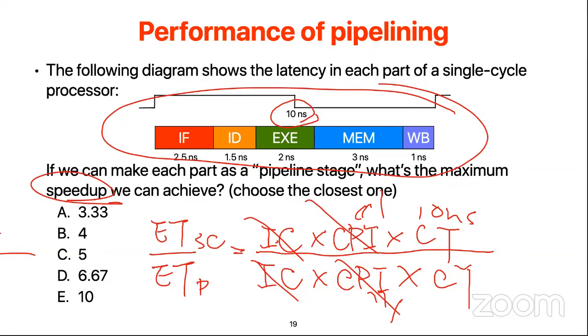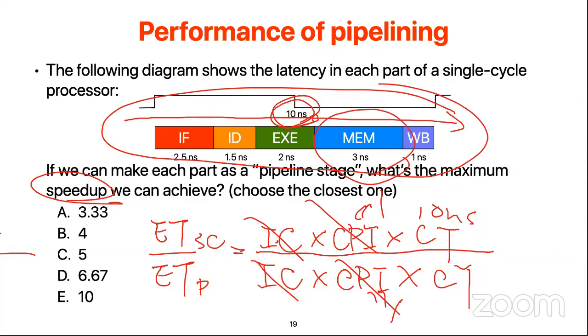The clock, or the cycle time. In a non-pipelined processor, or a single-cycle processor, the cycle time is the latency that we need to go through everything, and for this question it's going to be 10 nanoseconds. But for a pipelined processor, who decides the cycle time? The longest stage. So in this case, the longest stage is 3 nanoseconds.